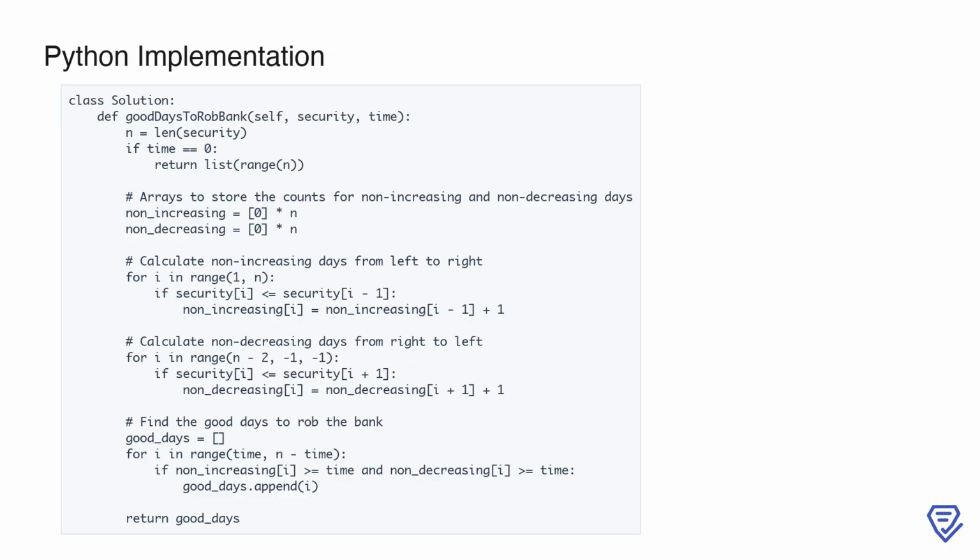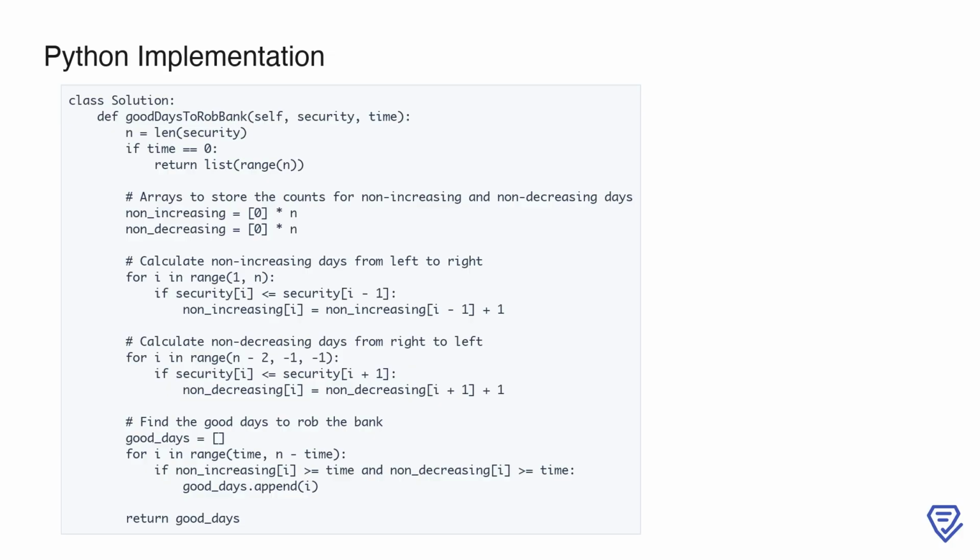Finally, the main loop iterates over the days that could potentially be good, from time to end time. For a day to qualify as good, it must have at least time non-increasing days before it and time non-decreasing days after it. If both conditions are met, the day is added to the result list good_days.